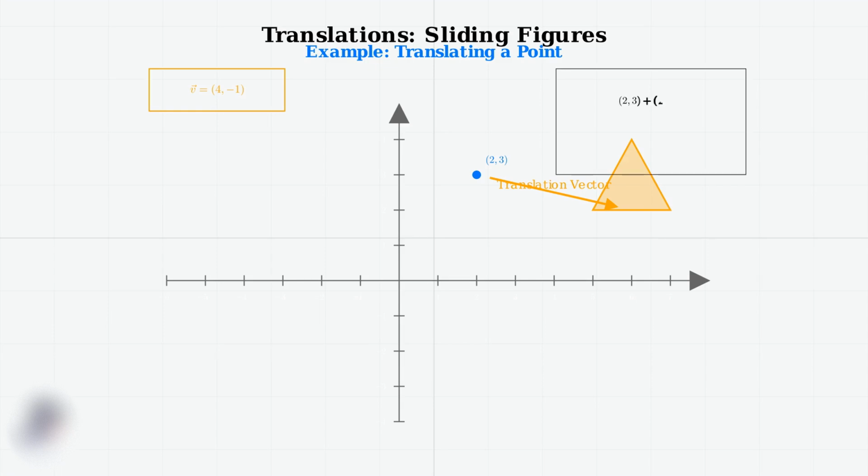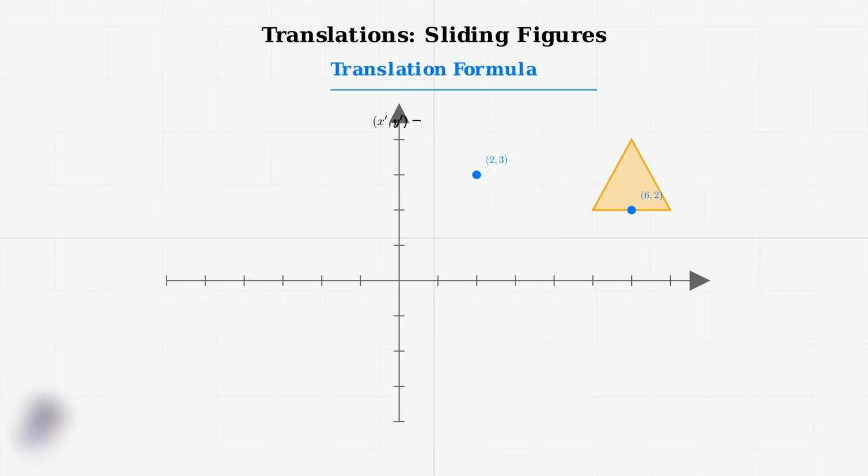The mathematical calculation is straightforward. We add the translation vector to our original point coordinates. 2 plus 4 equals 6 for the x-coordinate. 3 plus -1 equals 2 for the y-coordinate. So our new point is (6, 2). Now watch as the point slides along the translation vector to its new position. The point moves smoothly from (2, 3) to (6, 2), following the exact path shown by our orange arrow.